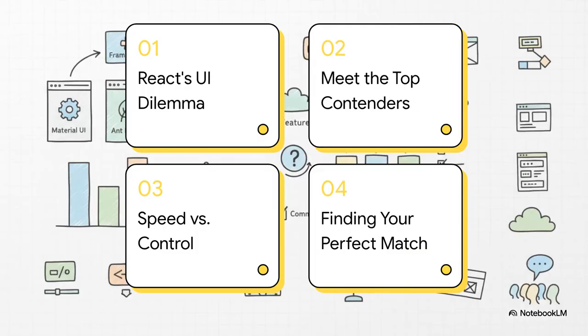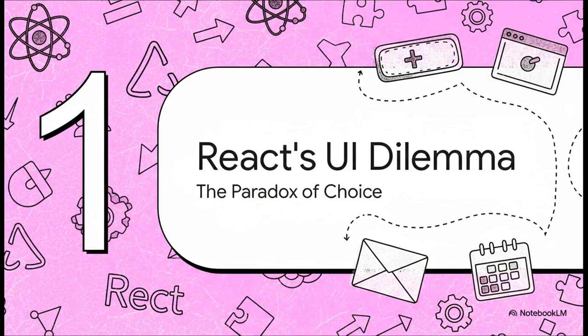So here's our game plan. We're going to start by unpacking the problem itself, what I call React's UI dilemma. Then we'll meet the main players, the top contenders out there. After that, we'll dive into the single biggest trade-off you have to think about, speed versus control. And finally, I'll give you a super simple framework to find the perfect match for your project. All right, let's kick things off with React's big UI dilemma.